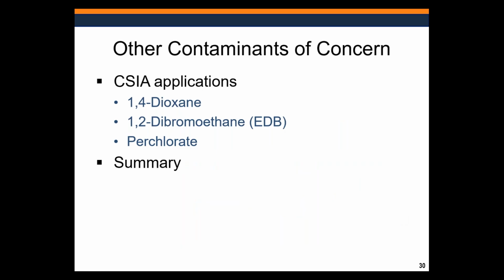So that sort of wraps up everything that I wanted to talk about with VOCs. And then I'm going to finish out here today before Q&A. I'm going to do some smaller sections on some different compounds that may be of interest, and how CSIA can be used either to document their degradation, in the case of dioxane and dibromoethane, or to look at sources in the case of perchlorate.